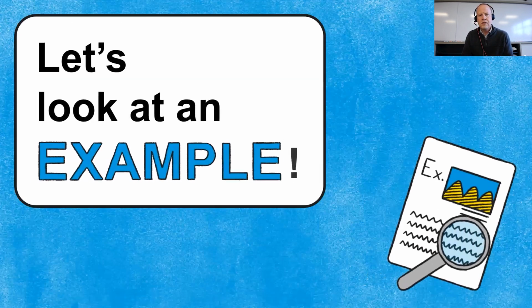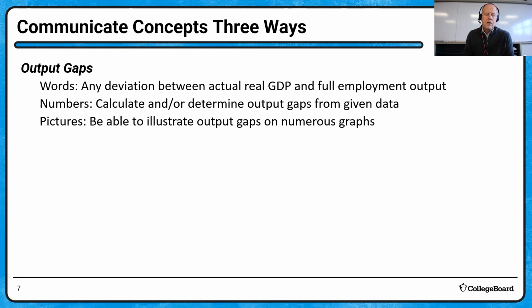First things first, let's look at an example of output gaps. We want to express output gaps three different ways. In words, it's quite simple. We're going to describe a deviation between real GDP and full employment output. Now, embedded in that is an understanding of those terms: real GDP, actual real GDP, and full employment output. So we'll go there in just a moment. In numbers, we need to be able to calculate that gap.